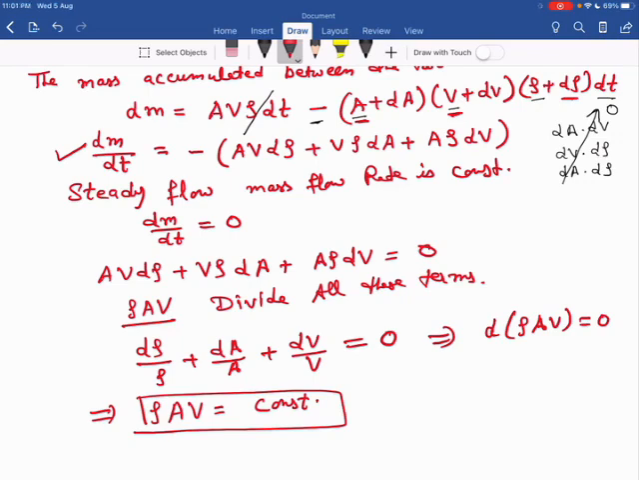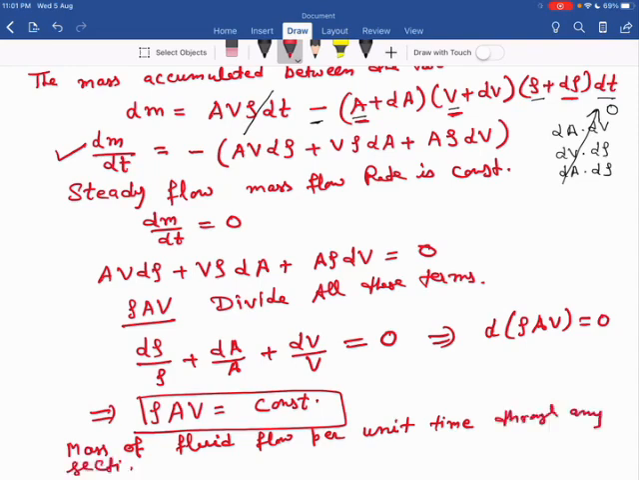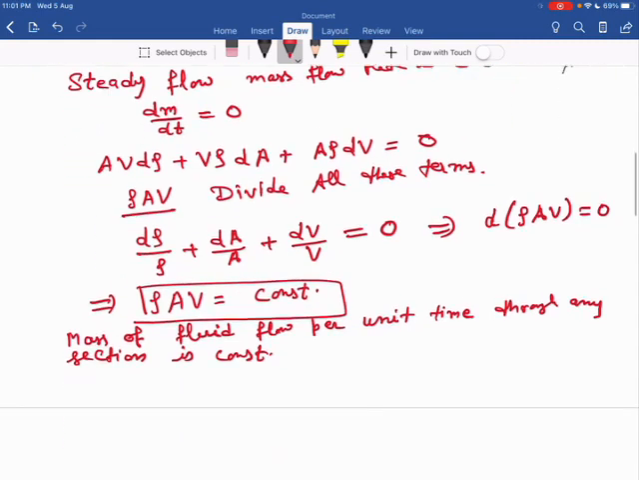Now the meaning of this relation is the mass of fluid flow per unit time through any section is constant. So rho AV is mass flow rate. The term rho AV that we call as mass flow rate.